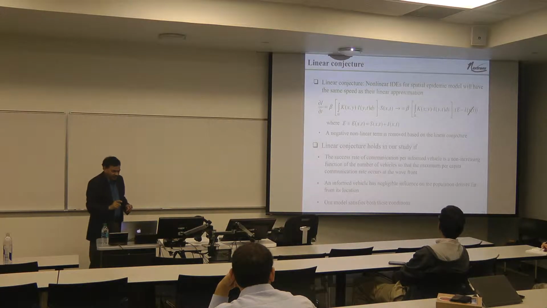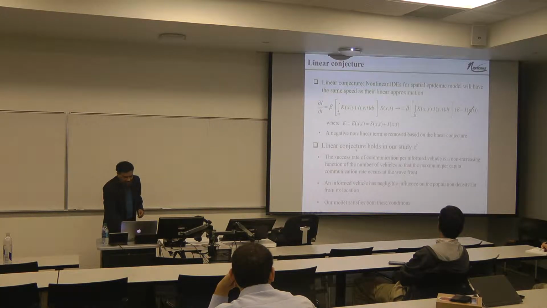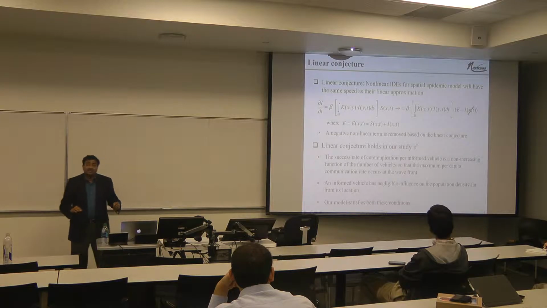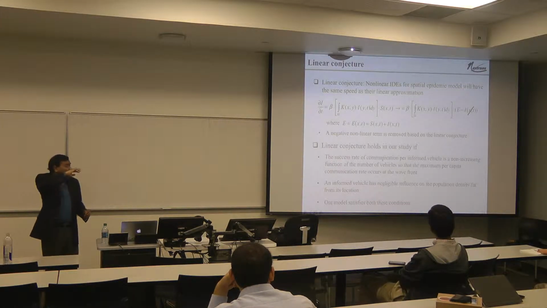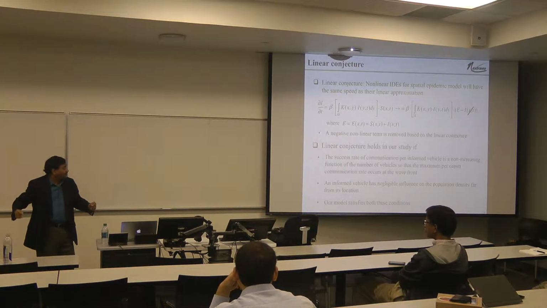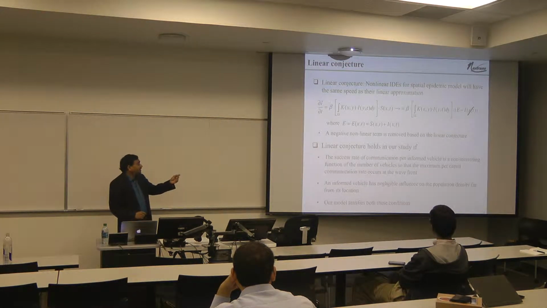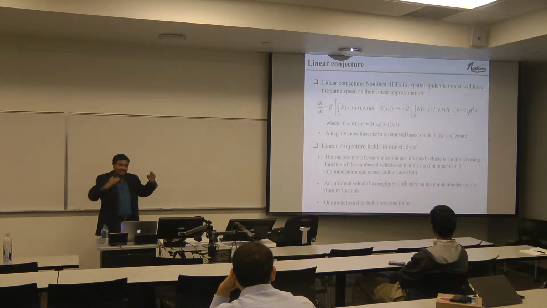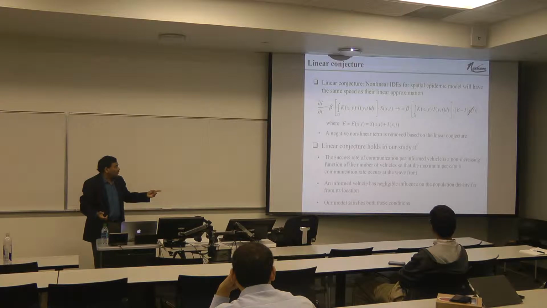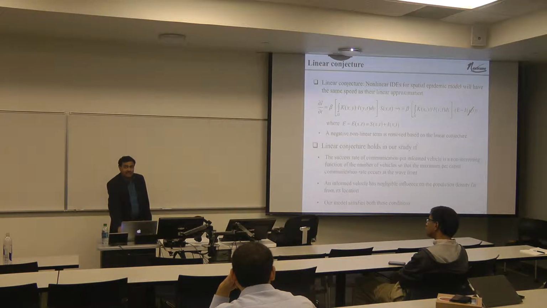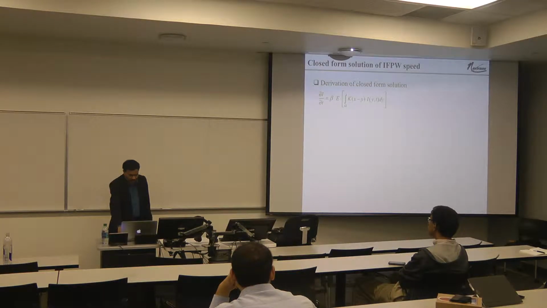In our case, the linear conjecture is related to taking out this term, making the whole thing linear, because this term is a constant and the rest of it is linear. It requires 2 things. The first one is that the success rate of communication for an informed vehicle is a non-increasing function of the number of vehicles. And that we saw through the kernel function. It's a non-increasing function with distance, and that's what we see in our case. The second point is that an informed vehicle has negligible influence on power. That again is based on just that shape, but in the real world, that's true. So both of these hold, and because they're satisfied in our case as well, we are able to come up with a model that illustrates that.